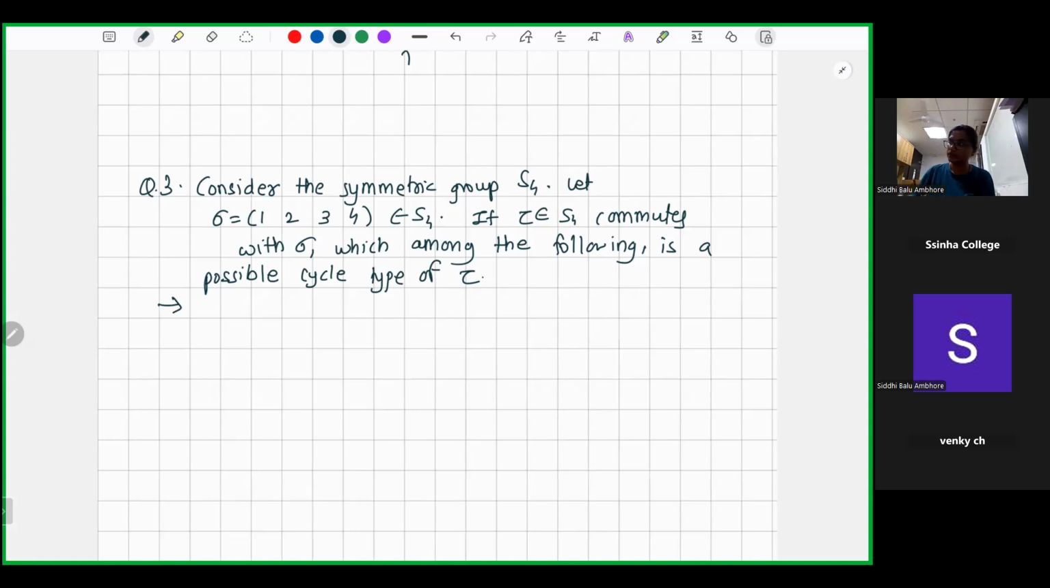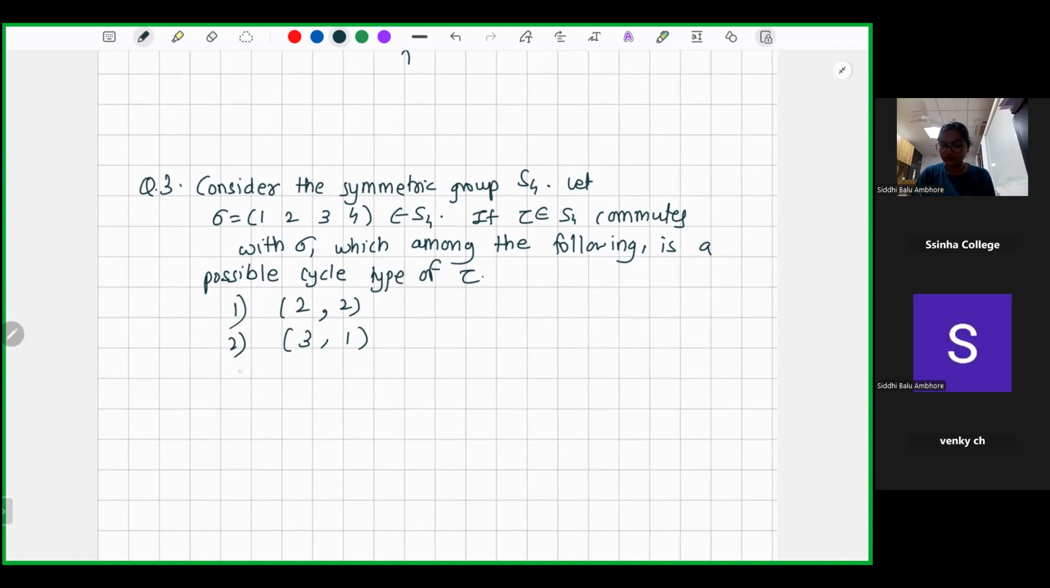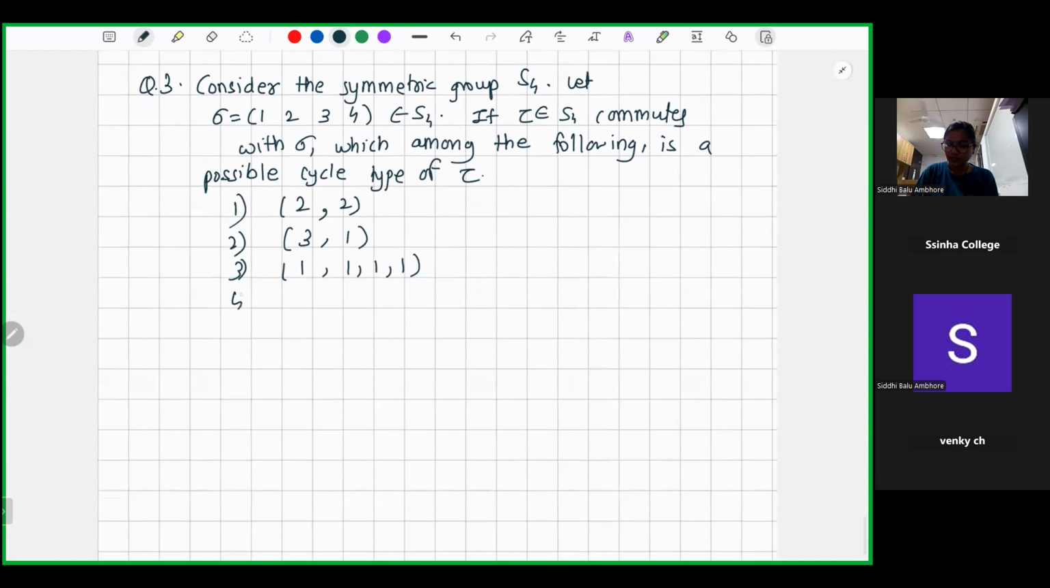So, the options are: first, 2, 2. This is 3, 1. Then 1, 1, 1, 1. And fourth is just 4. So, what are your guesses here? How to proceed?